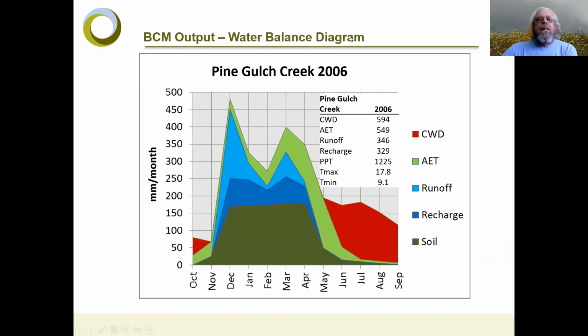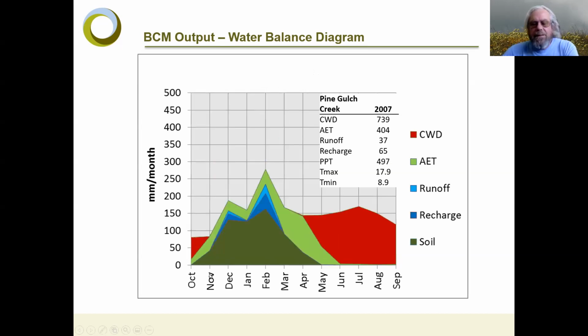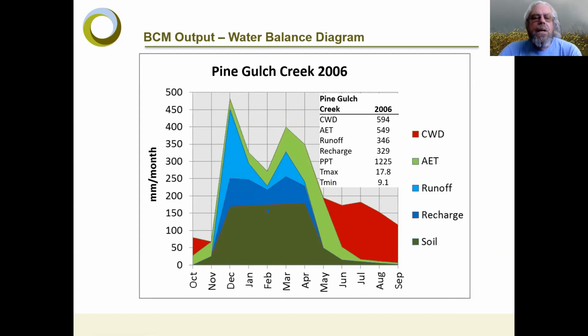So this is a water balance diagram of a watershed up in Marin. We work through what we call the water year, which goes from October to September, not the calendar year. This much more corresponds to the annual hydrologic cycle. So we come out of the dry season.